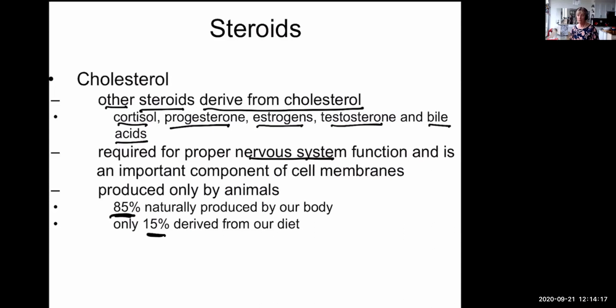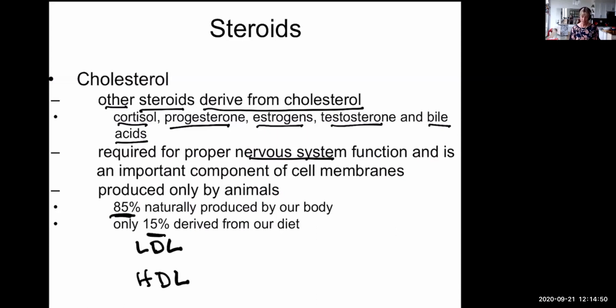Because our blood is mostly water, if you had different fats and cholesterol in the blood, they would just clump up. So you need to transport them by surrounding them with proteins, which are hydrophilic. And in the case of cholesterol, it is transported by lipoproteins. And there are such things known as low-density lipoproteins and high-density lipoproteins.